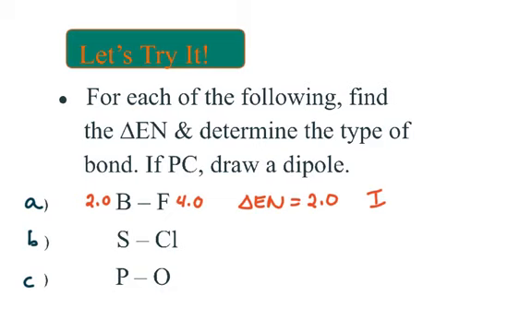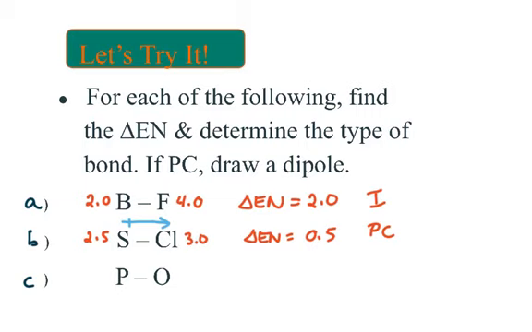Let's try the next one. We have sulfur, which is 2.5. We have chlorine, which is 3.0. Our difference in electronegativity then is 0.5, which is the low end of our polar covalent scale. Since it's polar covalent, we're going to do the additional step to draw our dipole, and the dipole points to where the electrons are going to be. So the one that has the higher number is pulling electrons more strongly, and the tail gets the positive sign since it will be slightly positive.